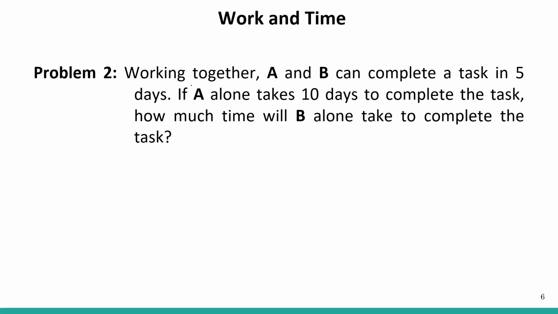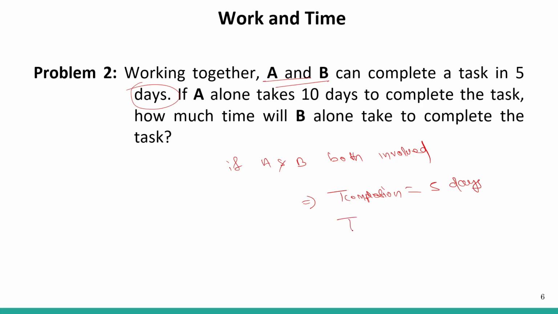Problem number 2 says that when working together, A and B can complete a task in 5 days. If A and B are both involved, this implies the time needed for completion is equal to 5 days. If A alone takes, so T A completion, the amount of time A took to complete exactly that task, is 10 days. So the question is how much time will B alone take to complete the task. Okay, so let's go forward.